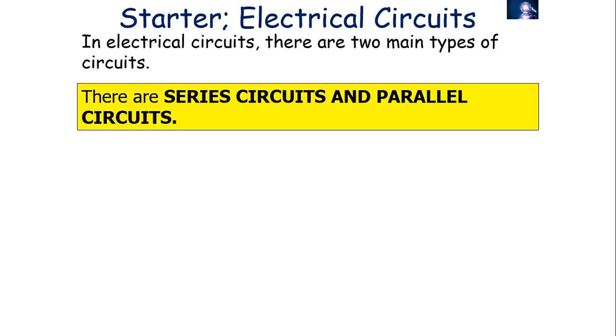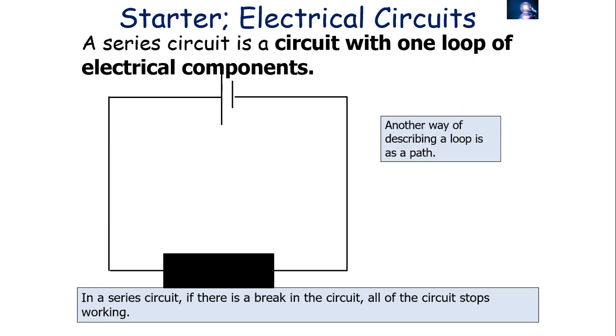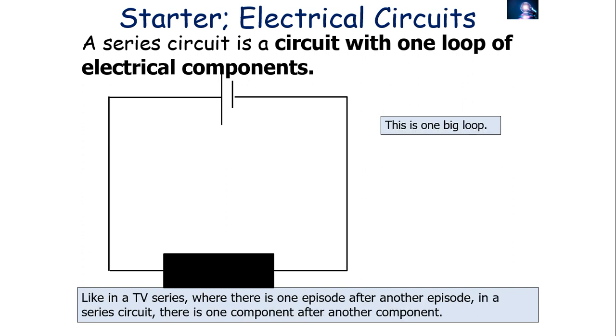There are series circuits and there are parallel circuits. Now, a series circuit is basically a circuit with one loop of electrical components. In a series circuit, if there's a break in the circuit, all of the circuit will stop working. Another way of describing a loop of electrical components is a path. So another way you can define a series circuit is one big loop or one single path for the charge to flow down.